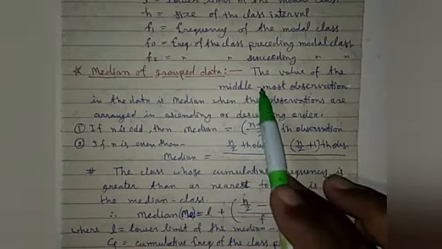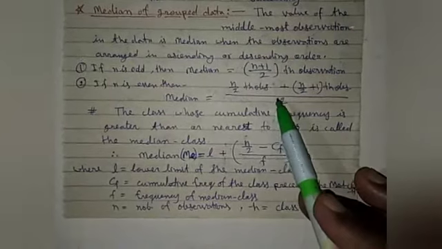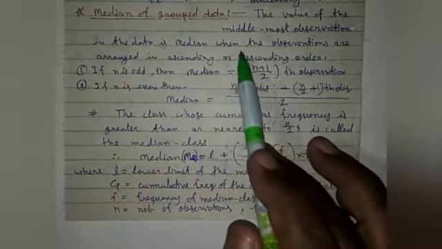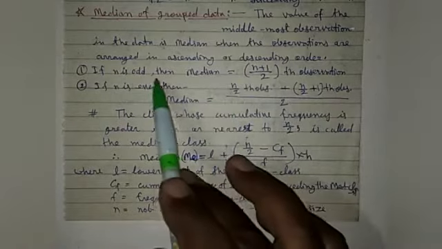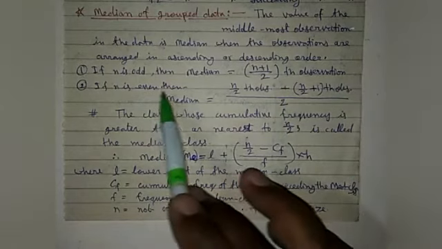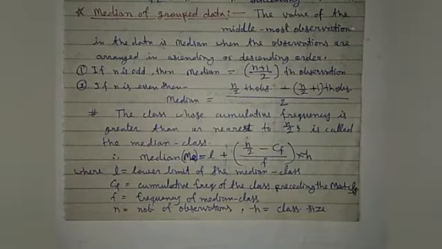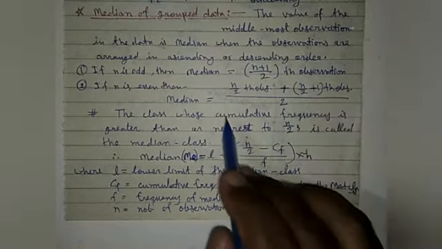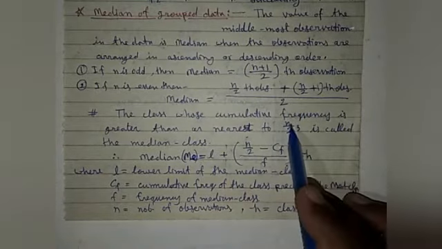As you know, the median is the central value of the given data if it is arranged in ascending or descending order. The value of the middlemost observation in the data is the median when the observations are arranged in ascending or descending order. If n is odd, then the median is equal to the (n plus 1) by 2th observation. And if n is even, then there will be two central values, the n by 2th observation and the (n by 2 plus 1)th observation. So here we take the average of these two values. So here the median is equal to the n by 2th observation plus the (n by 2 plus 1)th observation, divided by 2.